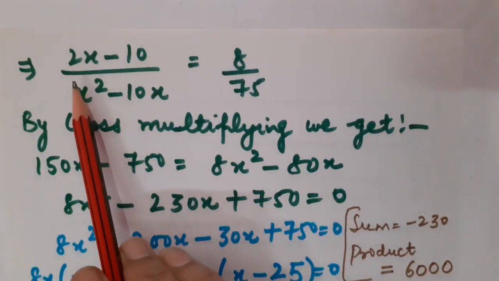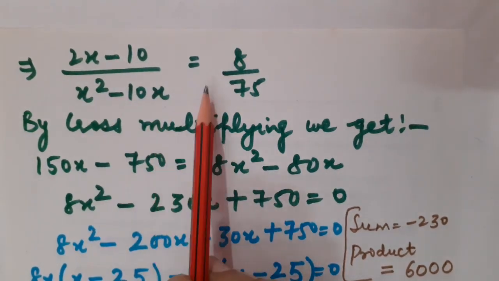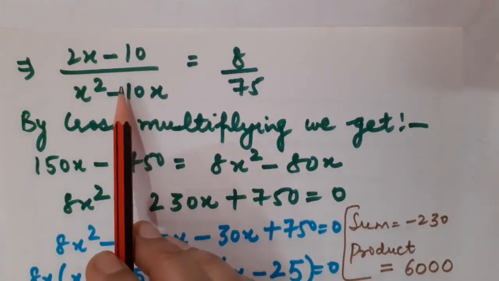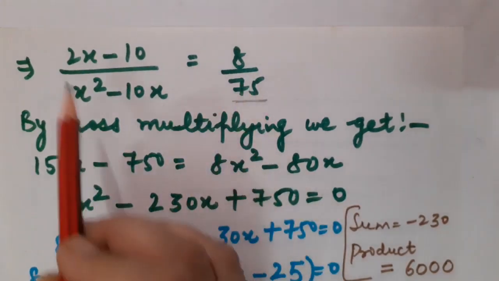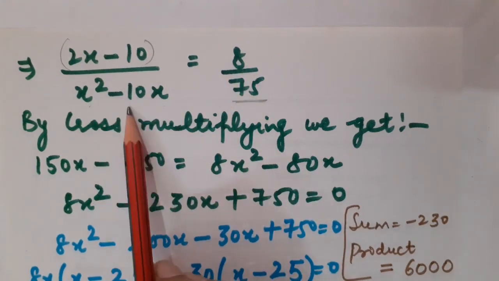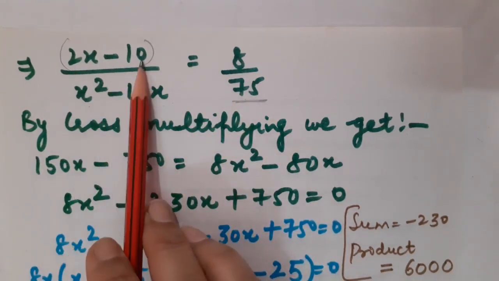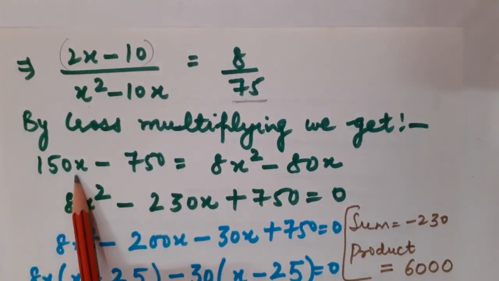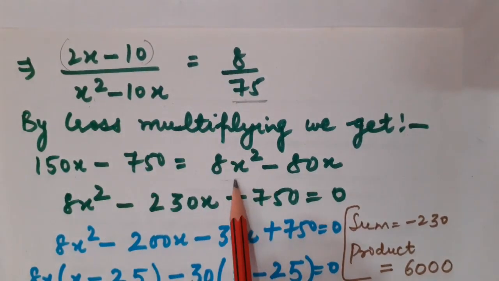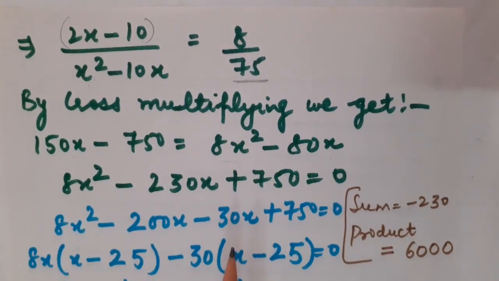Now after simplifying, I have got (2x minus 10) upon (x square minus 10x) is equal to 8 upon 75. Now by cross multiplying, this 75 will be multiplied by (2x minus 10) and 8 will be multiplied by (x square minus 10x). Correct, children? So after multiplying 75 by (2x minus 10), I have got 150x minus 750 is equal to 8 into x square, which gives 8x square minus 80x. Correct? So now I am going to simplify this equation.